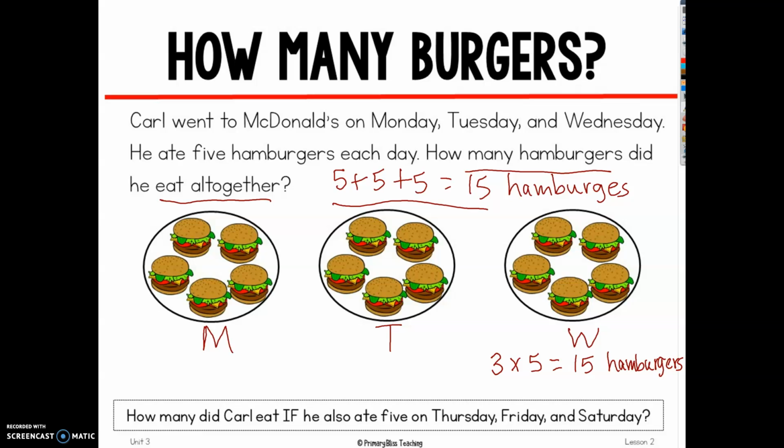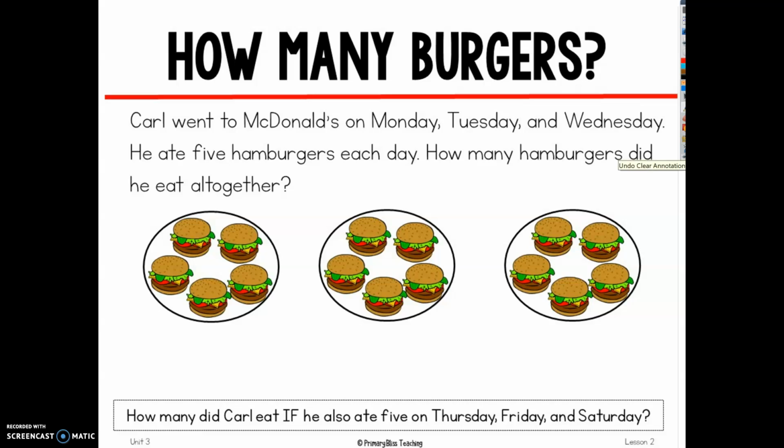Here's a little challenge question at the bottom. Let me get rid of my writing. How many did Carl eat if he ate 5 on Thursday, Friday, and Saturday? Well, we already know that he had 15 hamburgers for Monday, Tuesday, and Wednesday. Okay? But now we want to know if he also ate 5 on Thursday, Friday, and Saturday. So, along with a stomach ache, he would also have eaten, well, let's think about that.